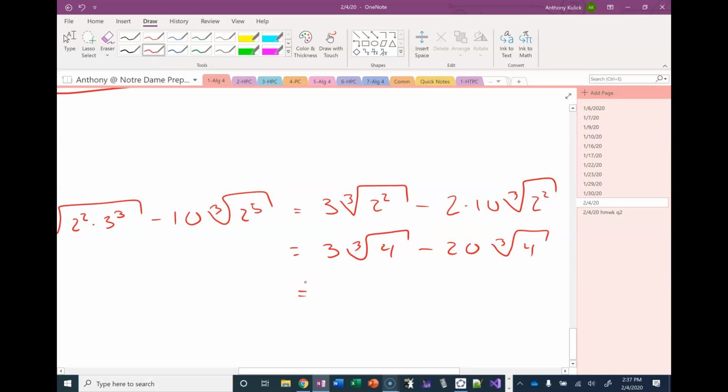So that gives me 3 cube roots of 4 minus 20 cube roots of 4, which is really just negative 17 cube roots of 4.